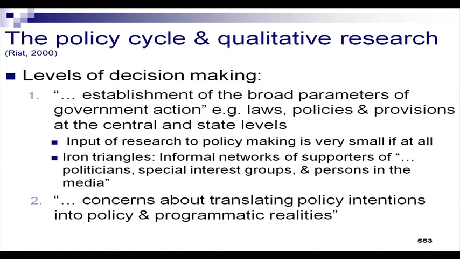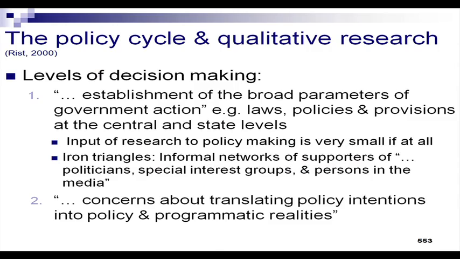Policy cycle and qualitative research. There are various levels of decision making. The first level is establishment of the broad parameters of government action, for example laws, policies and provisions at the central and state levels. This involves the input of research to policy making, and at this level the input of research to policy making is very small, if at all. The policy makers know what they can and cannot do, so they say okay, this is our offering, now within this what can you help us with?